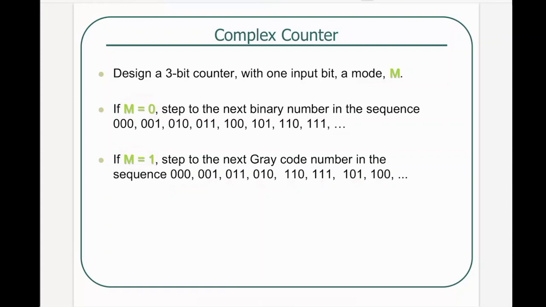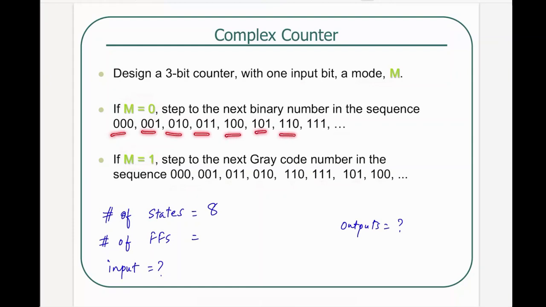That's the counter design. So how many states do I need for this? How many states do you guys think we need for this? Number of states, number of flip-flops. What is the input? And what is the output or outputs? 8 states. Perfect. What are the 8 states? 0, 1, 2, 3, 4, 5, 6, and 7. So 8 states, 0 through 7. Perfect. Then we have 3 flip-flops. Also right, because log 8 to the base 2 is 3.